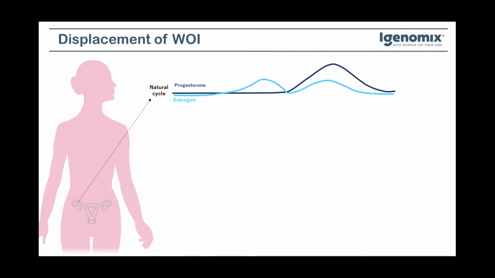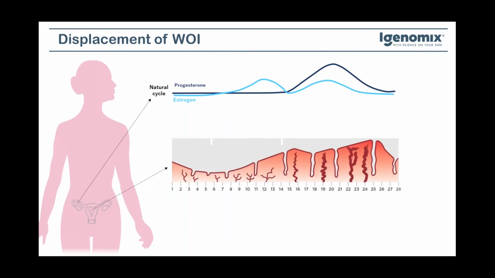But the important thing is that in the beginning of the cycle, if it's a natural cycle, estrogen concentration will start to rise, and then ovulation, and then progesterone concentration starts to rise again to prepare for the implantation. And you can see the thickness of the endometrium also changes accordingly.